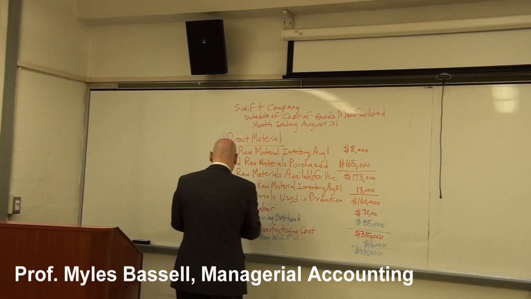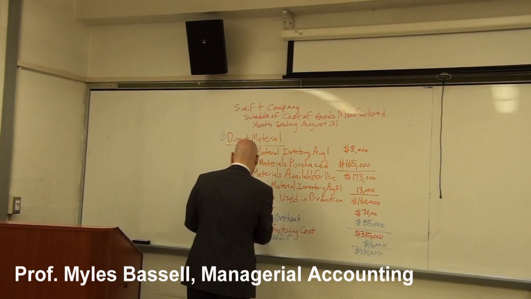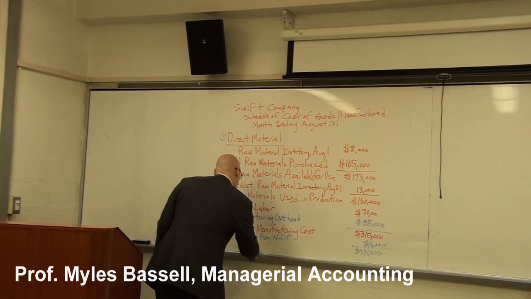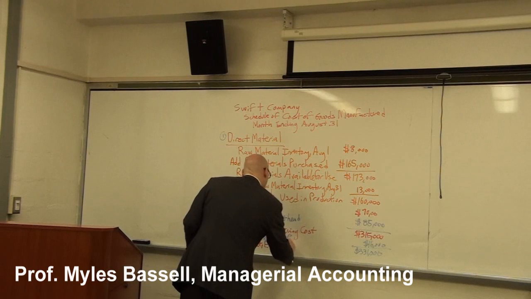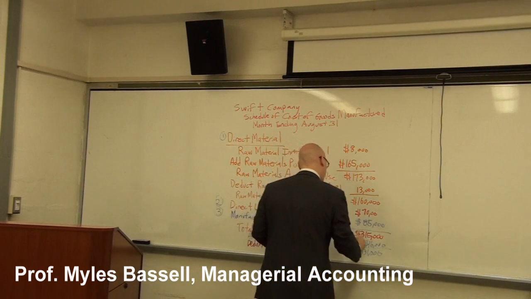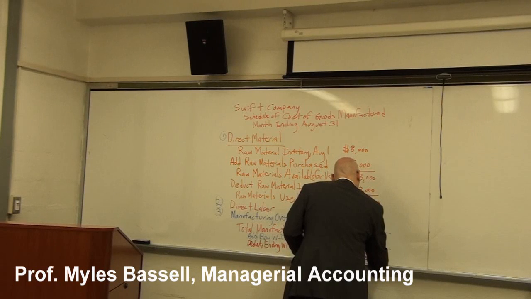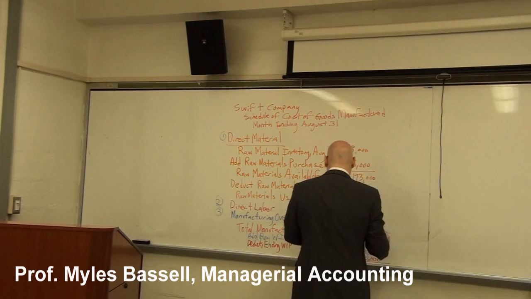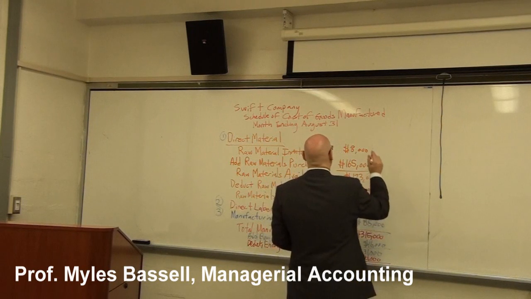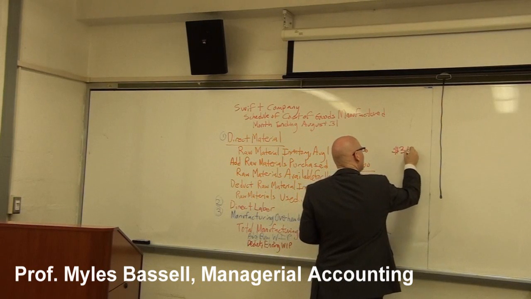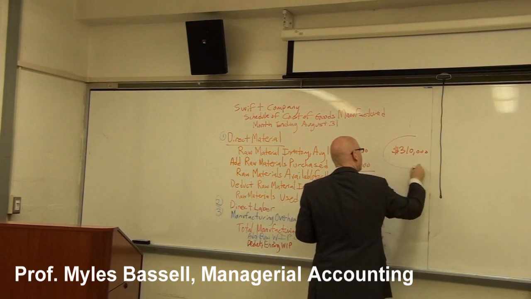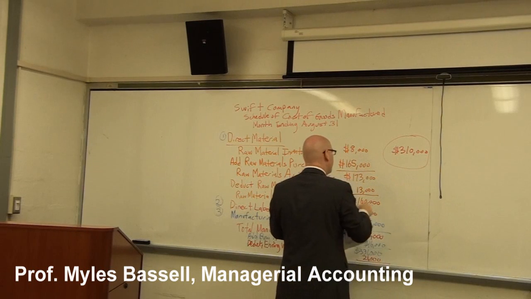And then from that, what we have to do is subtract the work in process inventory at the end of the month, the ending work in process inventory balance, which in this case we're told is $21,000. So we subtract that and we get the cost of goods manufactured at Swift Company is $310,000. The cost of goods manufactured.